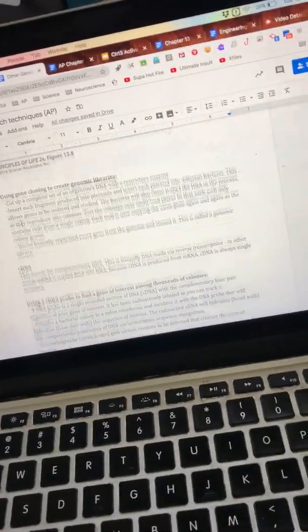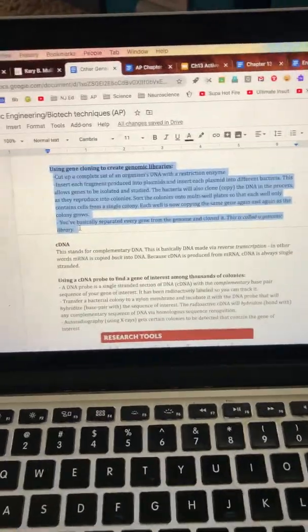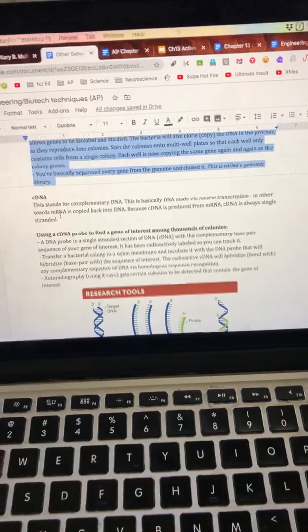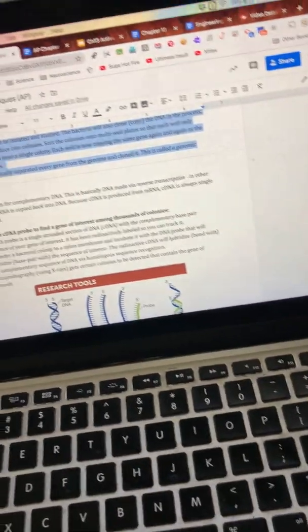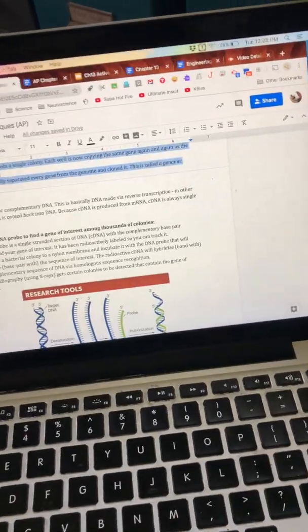Next thing here is gene cloning and genomic libraries. I want you to read that, but you don't have to worry too much about it. cDNA stands for complementary DNA, and DNA probes.